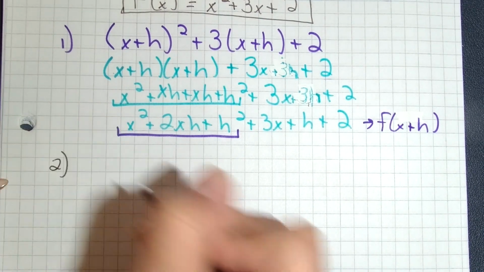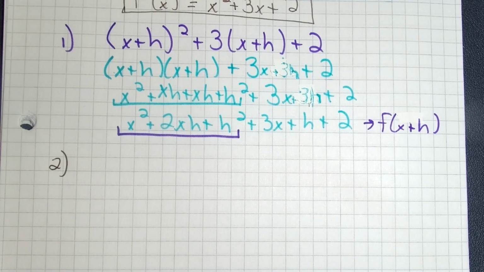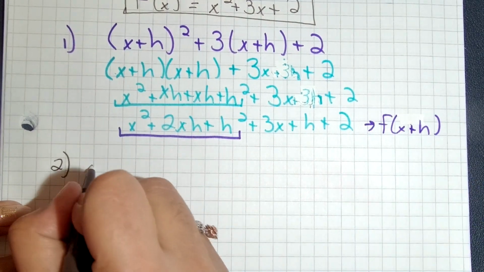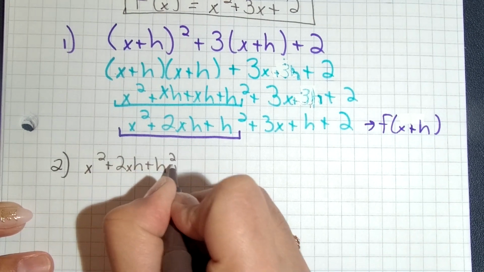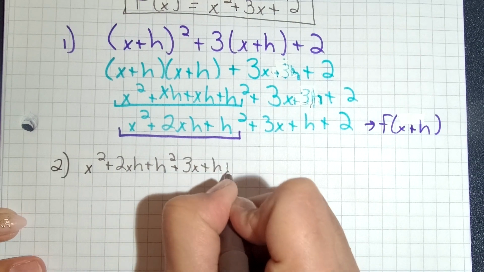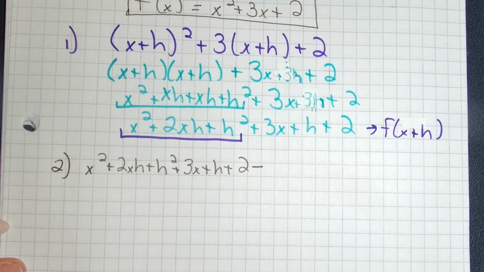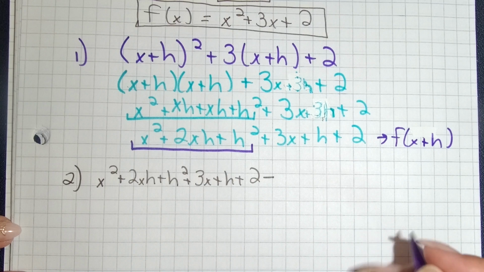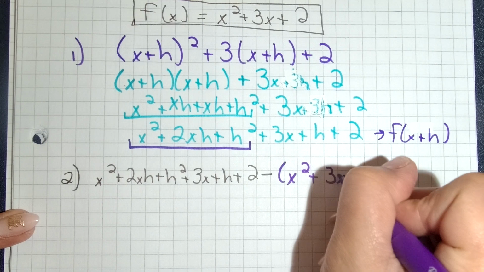Okay. Step 2. Step 2 says we need to, since nobody is looking in their notes, find the value of f of x plus h minus f of x. So this is all of f of x plus h. So we have x squared plus 2xh plus h squared plus 3x plus 3h plus 2 minus, what is my f of x? Miss Santana, it's at the top in step 1. Yes, it is at the top in step 1. It is x squared plus 3x plus 2.